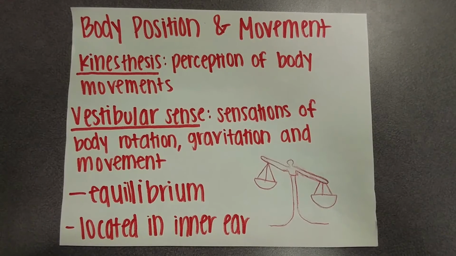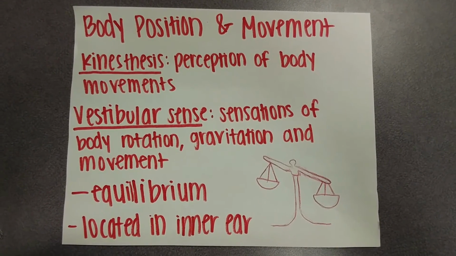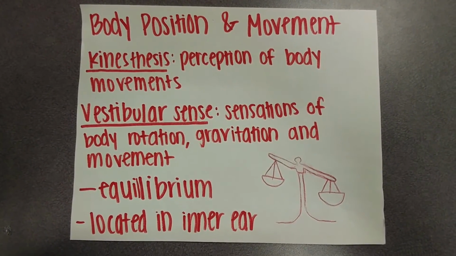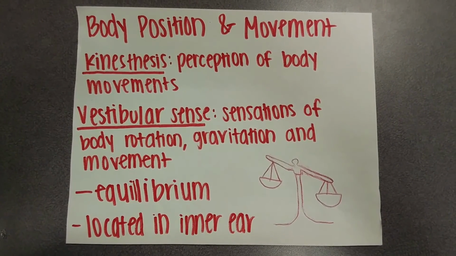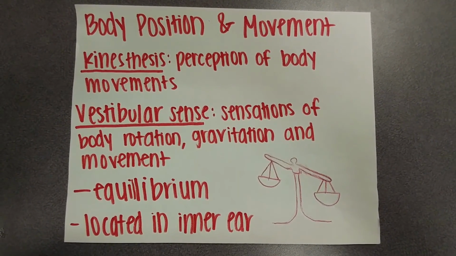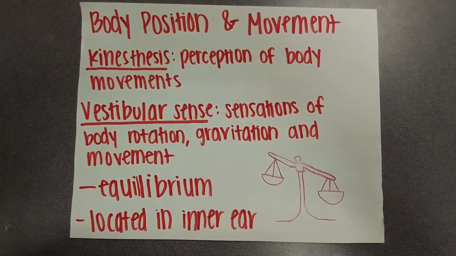Vestibular sense. Sensations of body rotation, gravitation, and movement arise in the inner ear, the biological parts for the sense of equilibrium located in the inner ear.